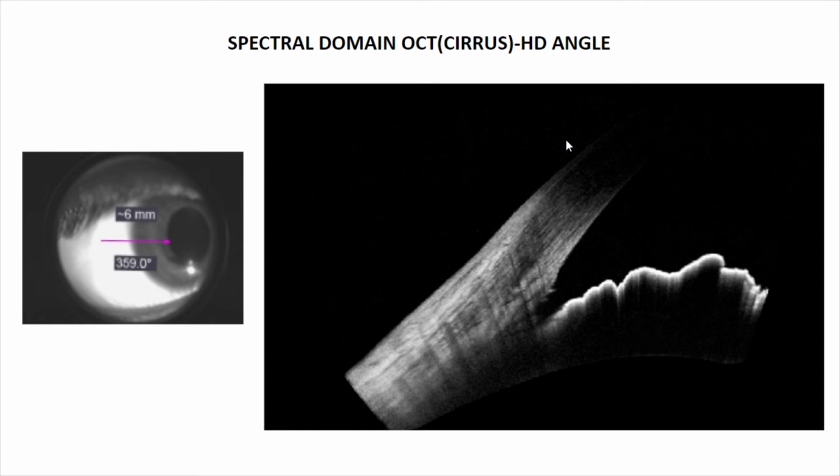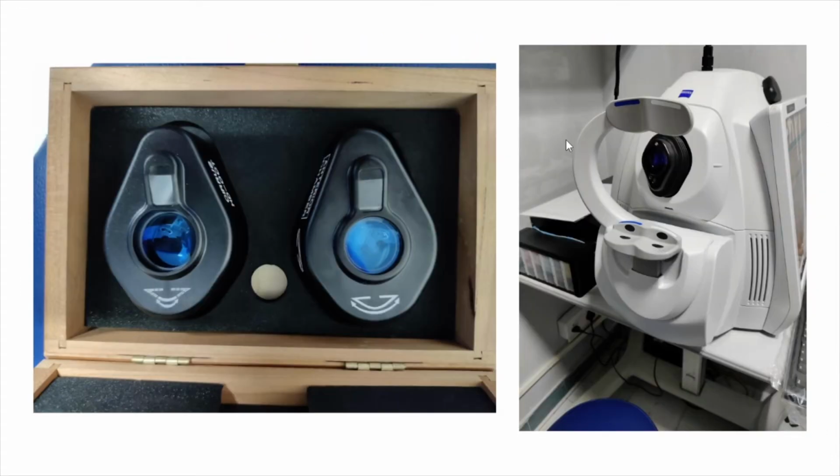Okay. What you're seeing as a slightly higher reflectance between the Schwalbe's line and the scleral spur on the scleral side is the trabecular meshwork. Usually you will be seeing it as a triangular structure. And sometimes, if you're lucky enough, you may be able to see Schlemm's canal there also with this kind of resolution. Next.